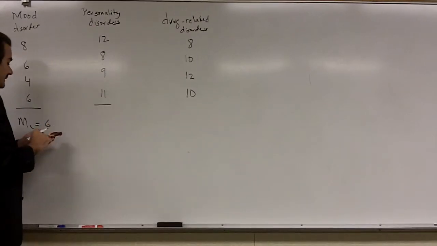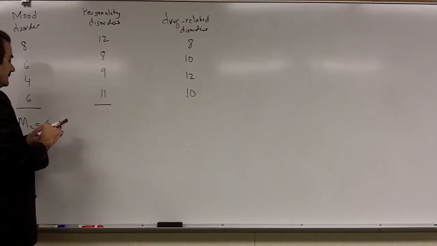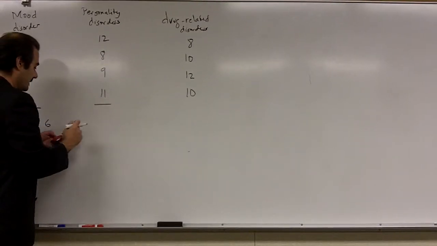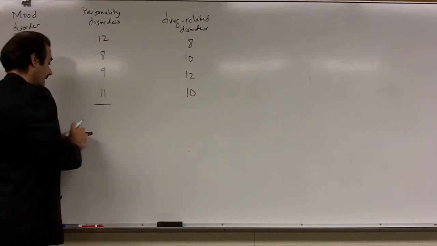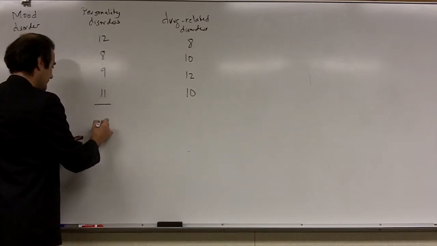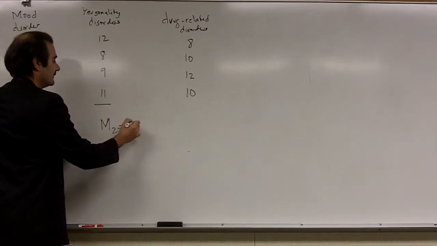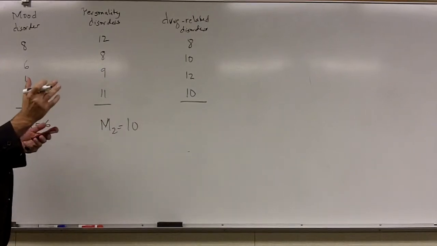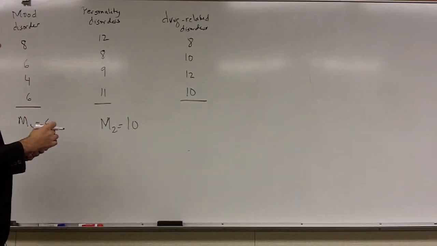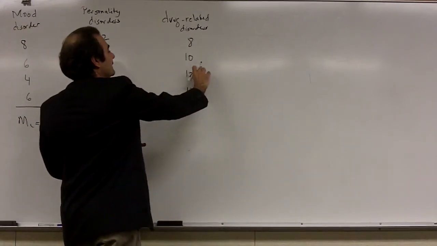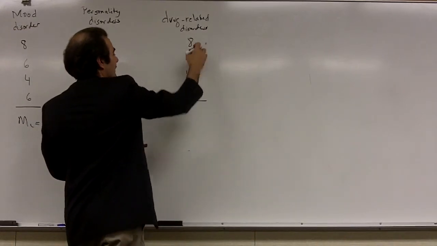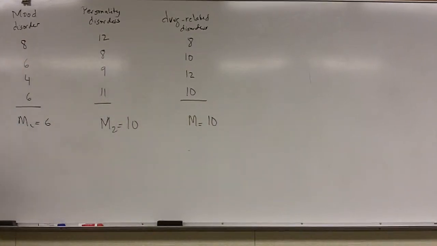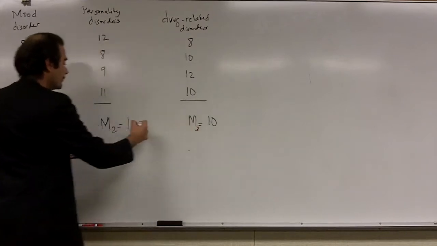Mean 2 is 12 plus 8 plus 9 plus 11, which is 40. 40 over 4 is 10, so M2 equals 10. For the third group, 8 and 10 is 18, 30, 40, and this has a mean of 10. OK? So you see the means of these two groups are the same.